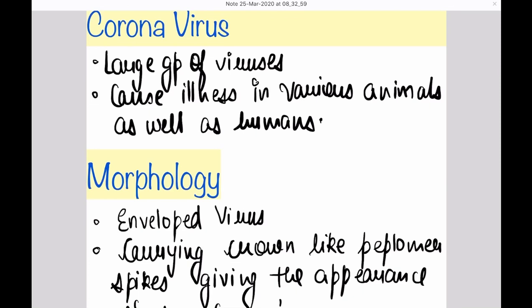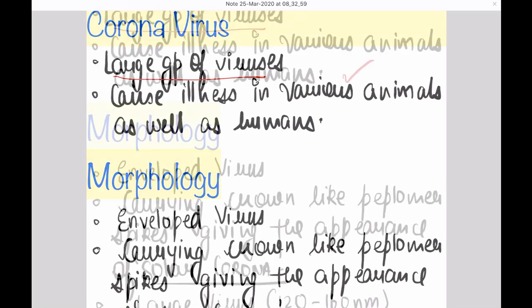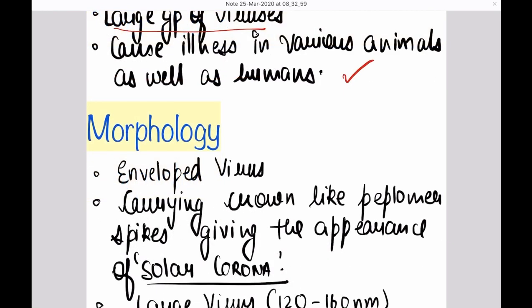In these boring times of quarantine, let's learn something about the coronavirus, specifically about COVID-19. Oh, that rhymed. So let's begin, chaps. The coronavirus, as you know, the coronavirus family is a large group of viruses. It causes illness in various animals as well. Now let's learn something about its morphology.